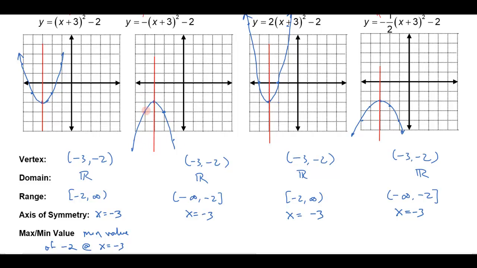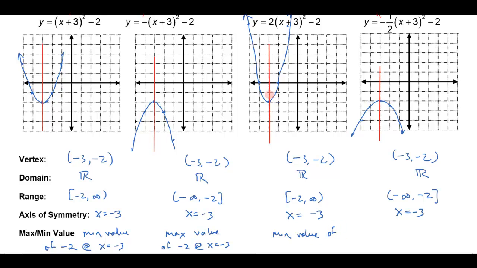Whereas this one, because it's opening downwards because of the negative right here, then that vertex is going to be a maximum value. Notice that the minimum or the maximum value is always going to occur at the vertex. So this one has a maximum value of negative 2 at x equals negative 3. And this one here would have a minimum value.